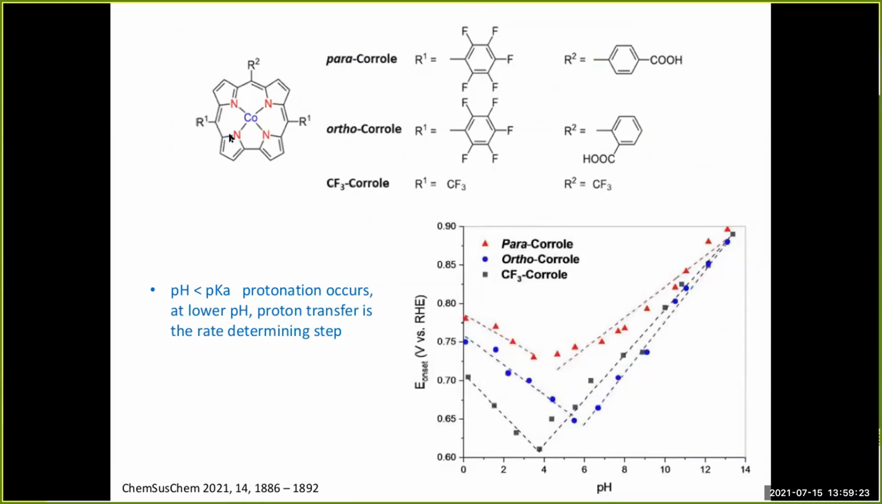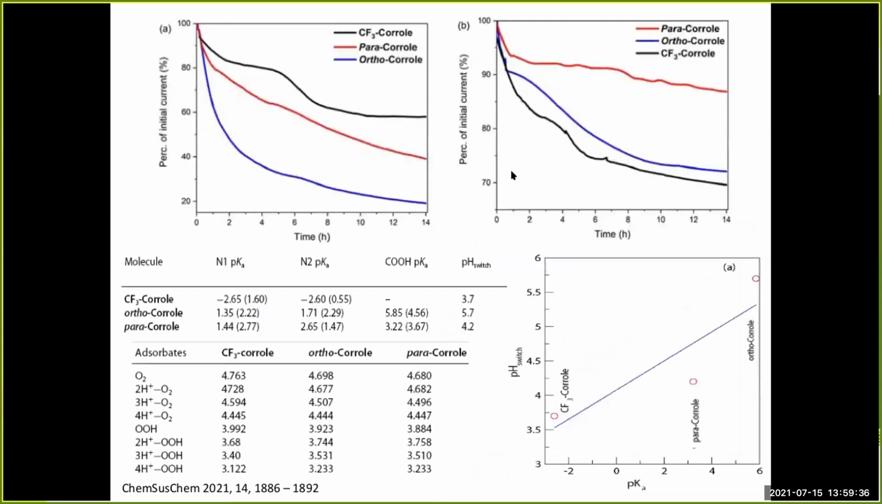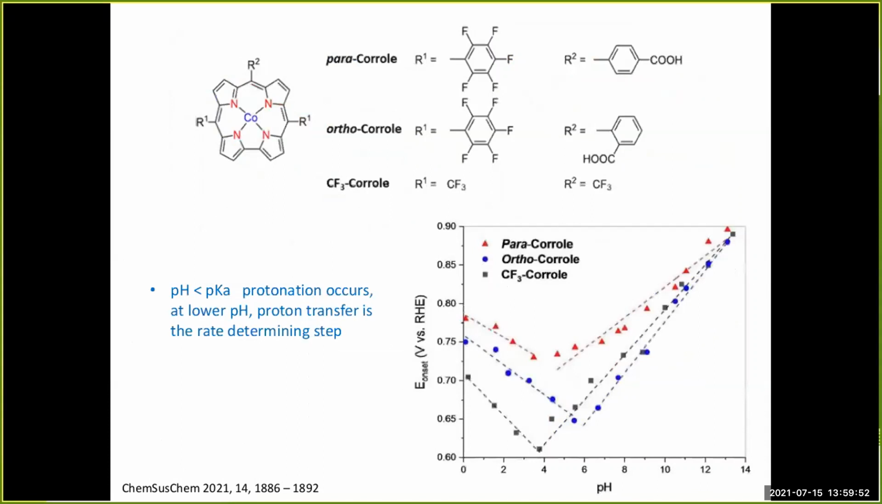Nitrogen atoms can absorb protons. So we have calculated all these nitrogen atoms' pKa values, and also the COOH acid in the case of the ortho and then para-benzoic acid. Once we look at the pKa values, we can see CF3 corrole having a very low pKa value, followed by orthocorrole and then paracorrole. This is directly proportional to the electronegativity of the substituent. So CF3 corrole has the more electron-withdrawing group, followed by ortho and then paracorroles.